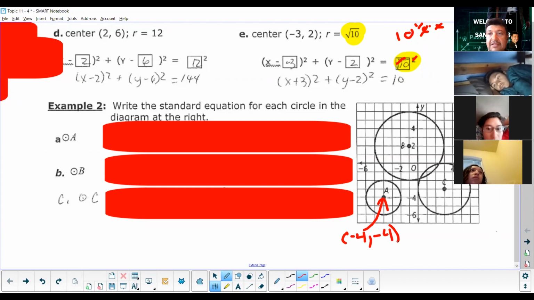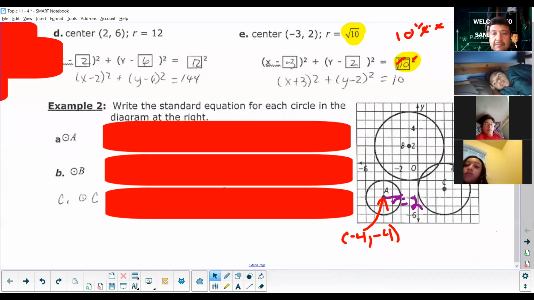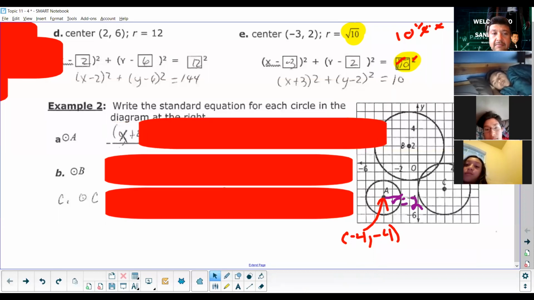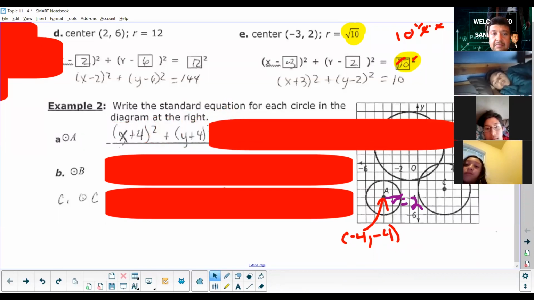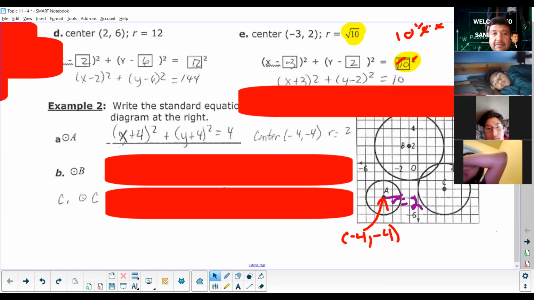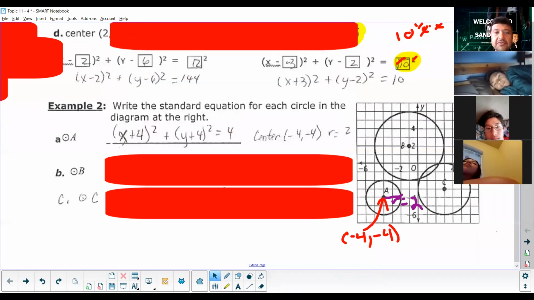So, all right, now you have the center. What else do you need? The length of the radius, which is 2. So R is 2, good. Okay, good. So now what would the equation look like then? The equation would look like x plus 4 squared plus, no, plus y plus 4 squared equals 2 squared. Yeah, which is 4, right? Good.